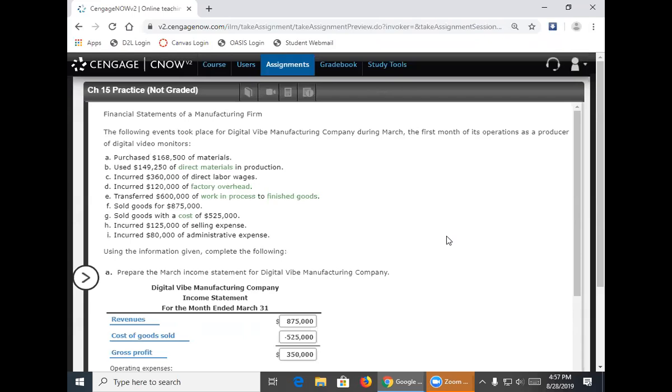And then last but not least, finished goods. Well, they told us on G that we sold goods that had a cost of $525,000. So when we sell goods, we're going to credit finished goods. That's cost of goods sold right here. If we had 600,000 and we sold 525, how much is still unsold in finished goods? 75,000. Very good, 75,000.